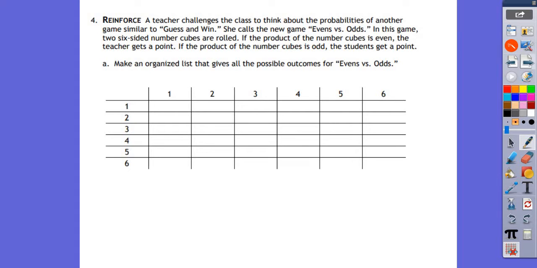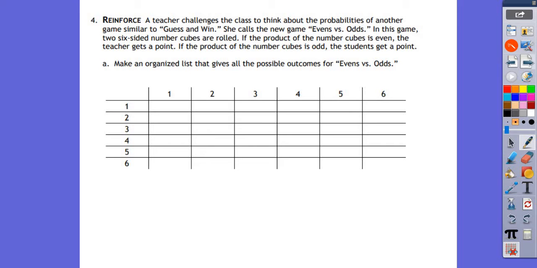So then a teacher says, I'm going to come up with a new game kind of like that game, but I'm going to call it evens and odds. And this time when I roll the dice, you're going to multiply and find the product of the two dice. If you roll an even number, the teacher will get a point. And if you roll an odd number, the students will get a point.